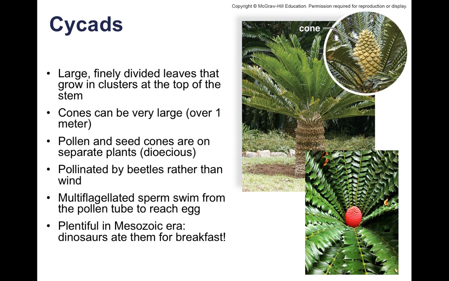The cycads were very, very plentiful during the Mesozoic, so they were very common when the dinosaurs were around, and cycad seeds were consumed by the dinosaurs as a food source. Some people still eat cycad seeds in areas where cycads are native. Their seeds are collected and consumed as well.